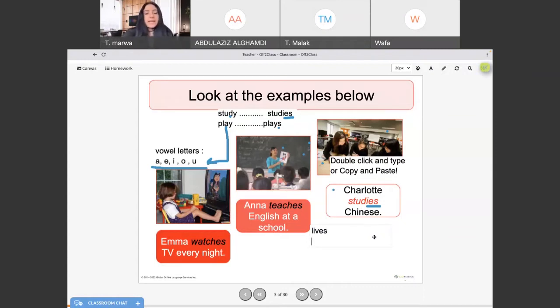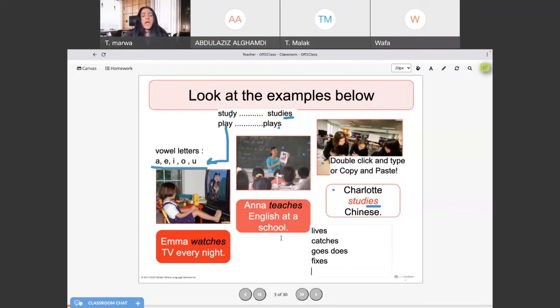For example, she catches the ball. تلتقط الكرة. It's ending with ch. Teaches, watches. The verb ends with ch. That's why I added es. Also goes, does. It's ending with o, so I add es. So here fix, يصلح. It's ending with x, so I add es, not only s. Fixes his car.